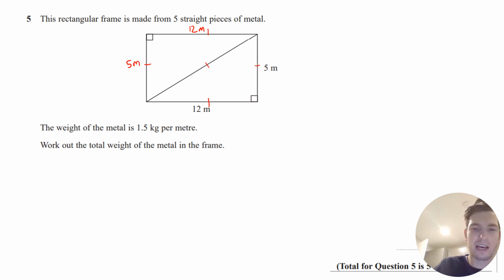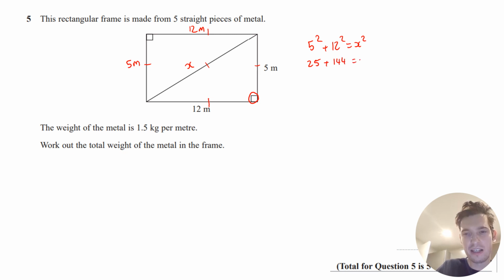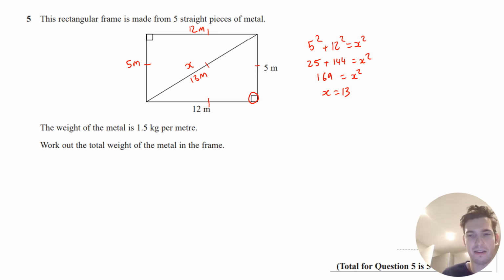Well, I think the clue here is this right-angled triangle. So it is Pythagoras, I think. So let's call this x, and let's do 5 squared plus 12 squared equals x squared. 25 plus 144 equals x squared. 169 equals x squared, and the square root of 169 we should know is 13. So this is 13 meters.